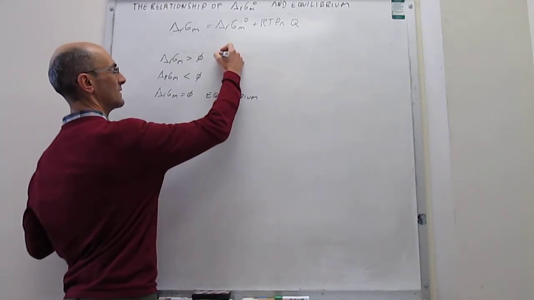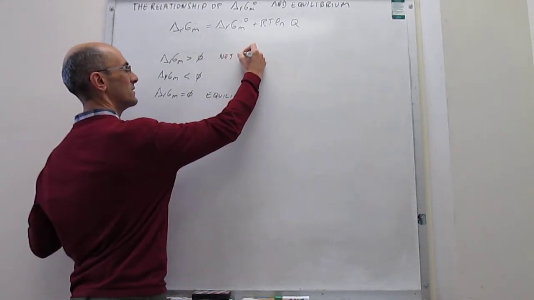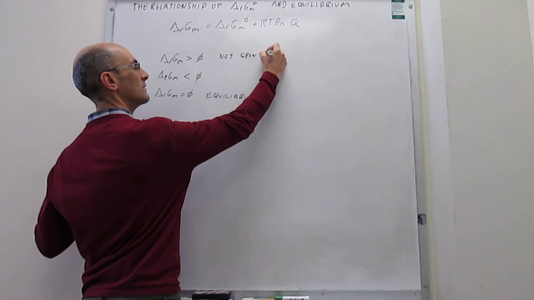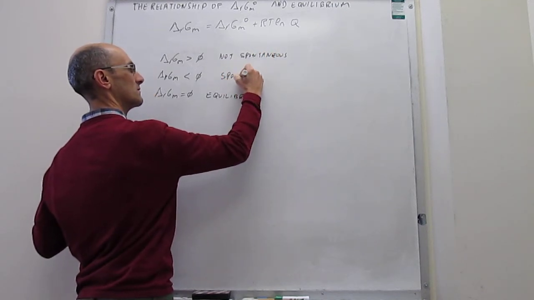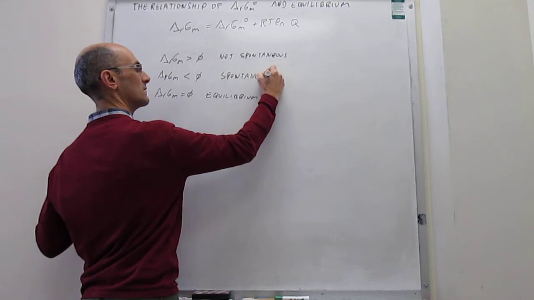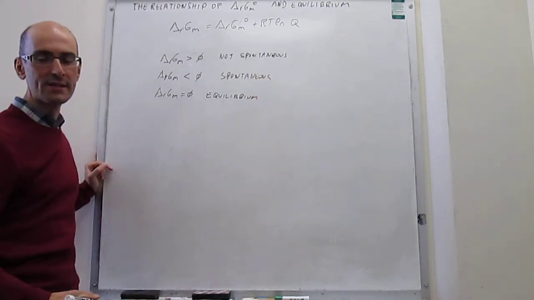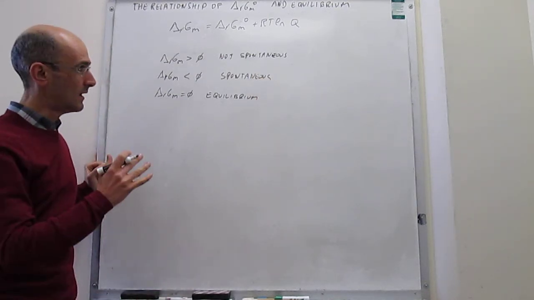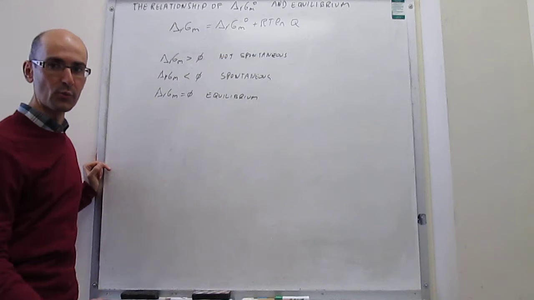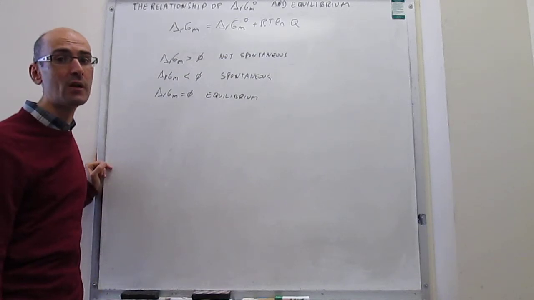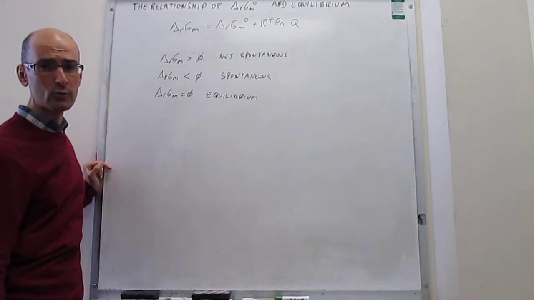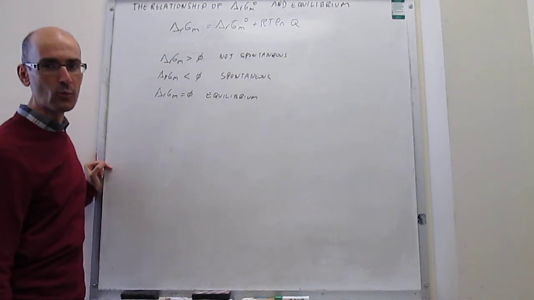Alright, so again, notice that this will be not spontaneous as written. This will be spontaneous. And then if the molar Gibbs energy is zero, then you are at equilibrium. And again, all this has to happen at constant pressure and temperature, but that's generally how we run our chemical reactions. Alright, so then let's actually take a look at how this equation looks once you reach equilibrium.